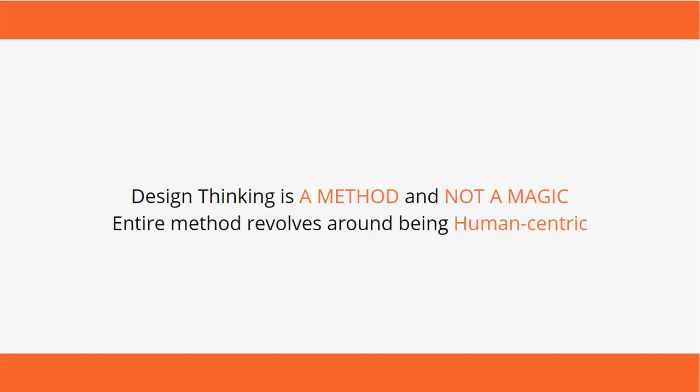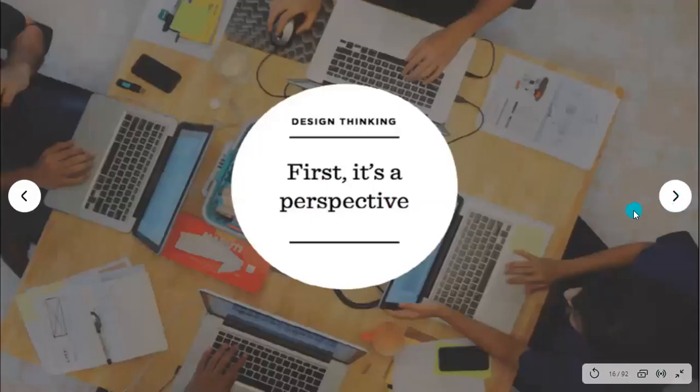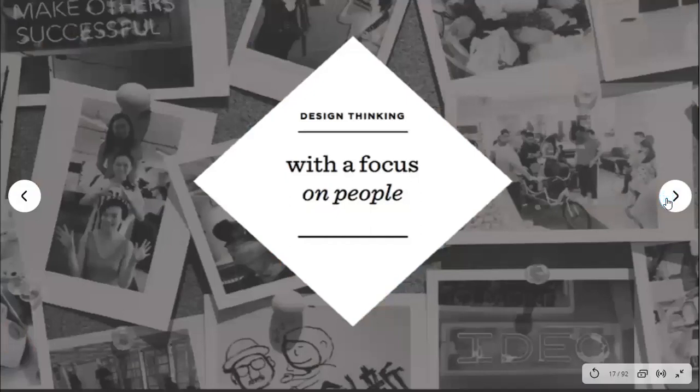The entire method revolves around being human centric. This aspect was missing so far. As I said, feasibility, viability, but the different dimension design thinking creates is called desirability. And this desirability comes from human centricity, right? So with that, I would say that design thinking is a perspective. And the perspective is with a focus on people.